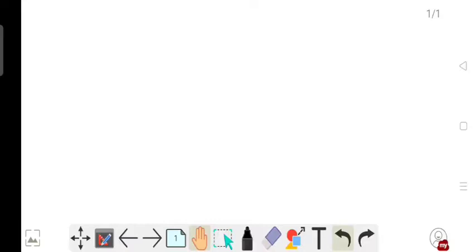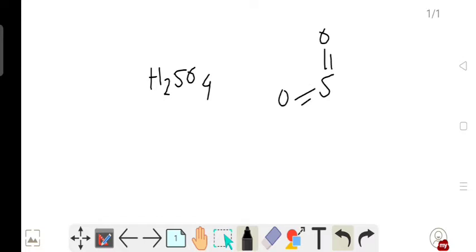So today we are going to discuss some other addition reactions of the double bond. For example, addition of sulfuric acid. Sulfuric acid is H2SO4, and if you look at the structure of sulfuric acid, it looks like S double bond O, O with OH, and there is an OH. This is the structure of sulfuric acid.